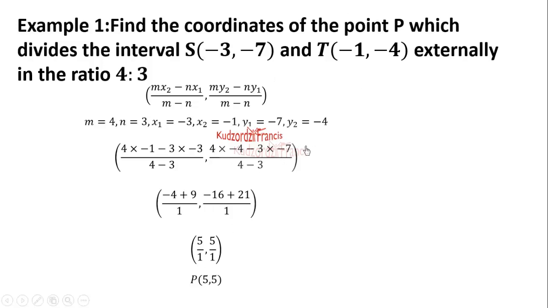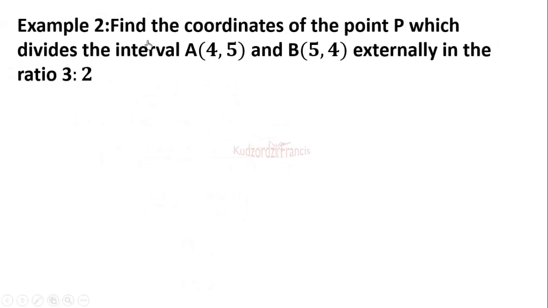Let's take another example. We have to find the coordinates of the point P, which divides the line segment A 4, 5, B 5, 4 externally in the ratio 3:2.